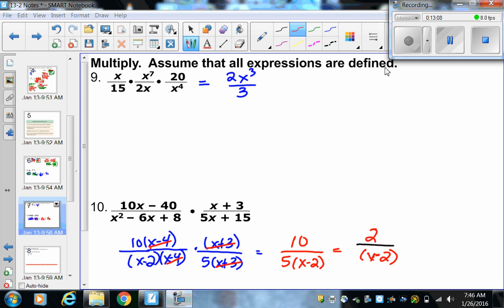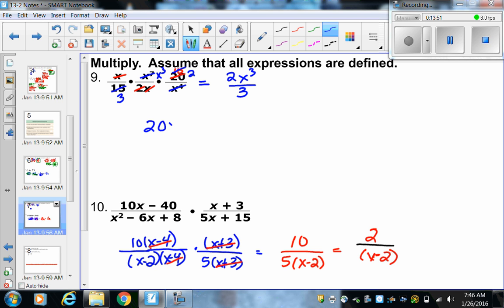So hopefully on example 9 you got 2x to the third all over 3, depending on how you worked it. First way, you could realize that this x cancels with this x. 20 over 2 reduces to 10. 10 over 15 reduces to 2 over 3, basically. And then x to the 7th, x to the 4th, if we subtract them, the 4th would cancel and that would leave me with just x to the 3rd. So then up top, all you have is the 2 and x to the 3rd, and on the bottom, you just have the 3.